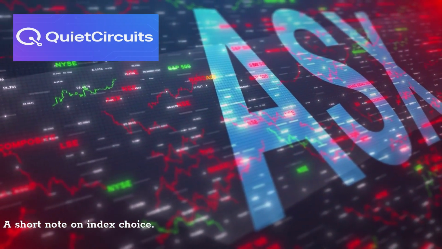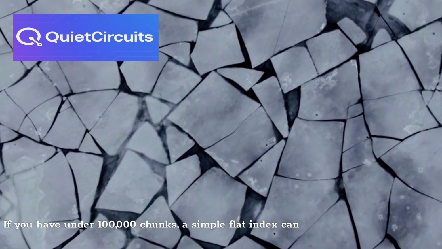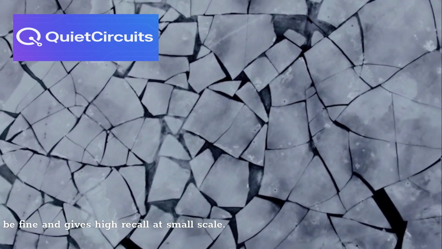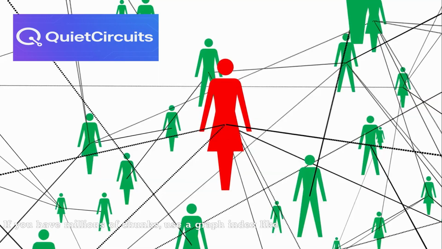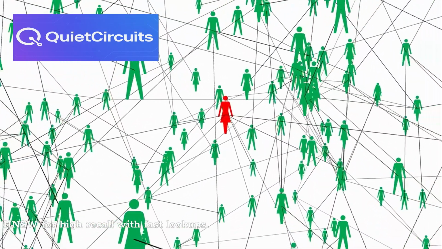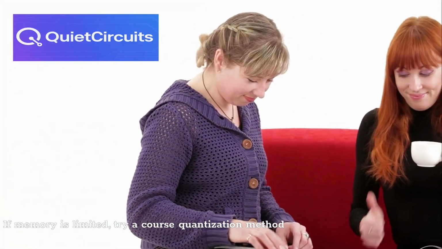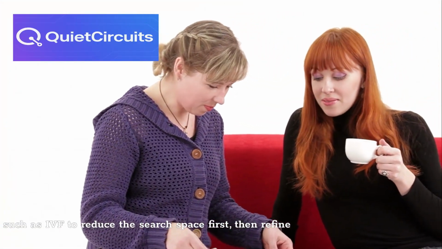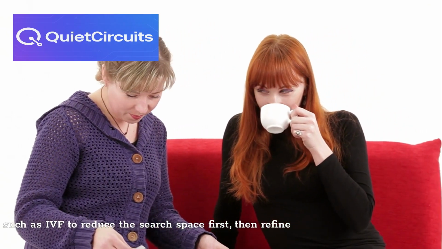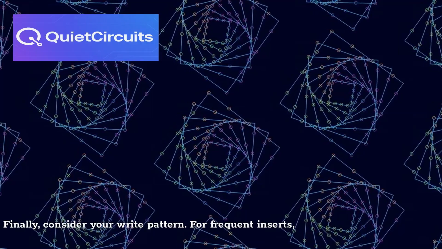A short note on index choice. If you have under 100,000 chunks, a simple flat index can be fine and gives high recall at small scale. If you have millions of chunks, use a graph index like HNSW for high recall with fast lookups. If memory is limited, try a coarse quantization method such as IVF to reduce the search space first, then refine inside the best buckets.